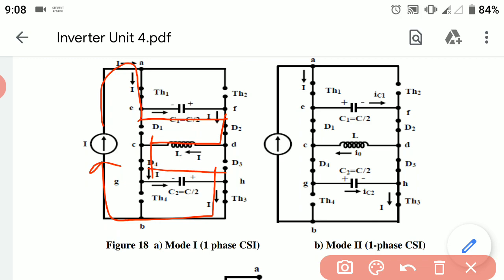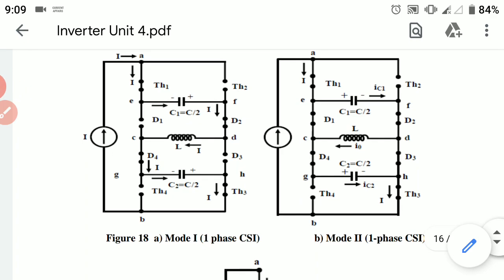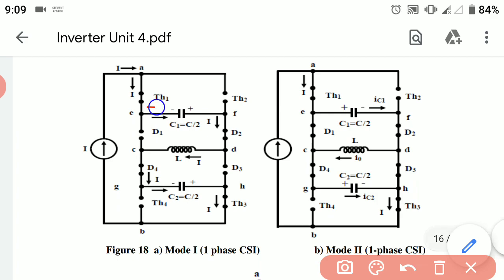So the current in this time period will flow like this. Here the current through the capacitor and through the load flows serially. So here the current is serially flowing through the capacitor and through the load. Both will act as series elements.